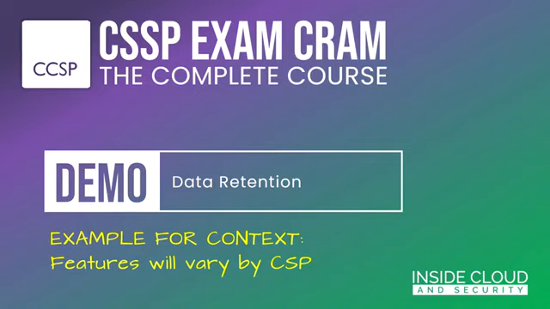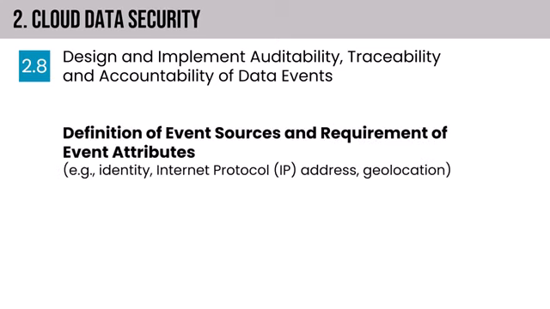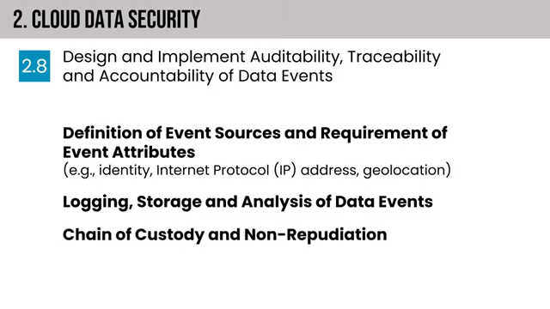And with our show and tell out of the way, we're now ready to move on to Section 2.8, Design and Implement Auditability, Traceability, and Accountability of Data Events. Our last section of Domain 2. We'll touch on definition of event sources and requirement of event attributes, logging, storage, and analysis of data events, as well as chain of custody and non-repudiation.